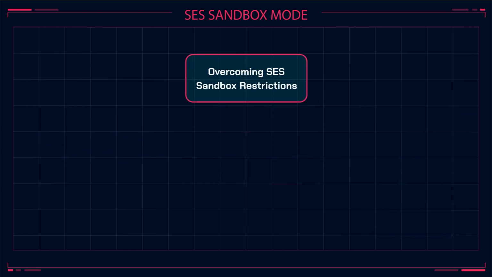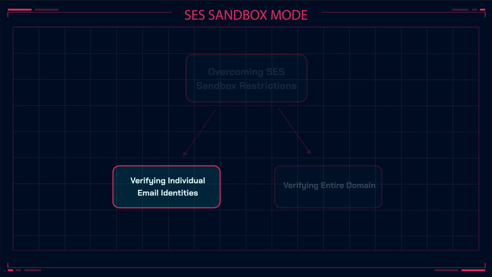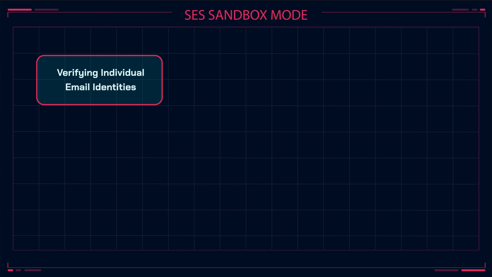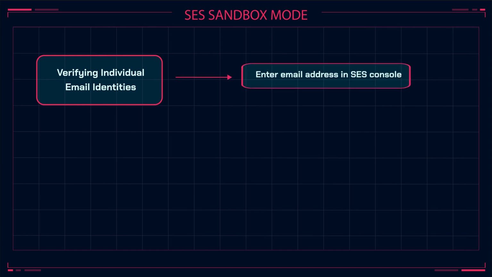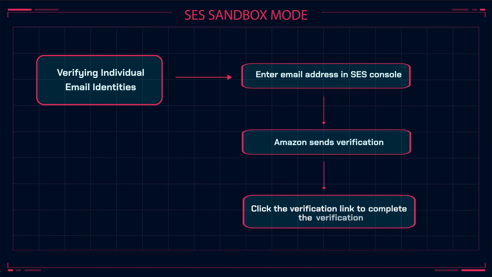To overcome these sandbox restrictions, Simple Email Service provides two primary methods for verifying the ability to send emails. They are verifying individual email identities and verifying an entire domain. Verifying an individual email identity is straightforward. Enter the email address in the Simple Email Service console. Amazon sends a verification email and you click the verification link to complete the verification.